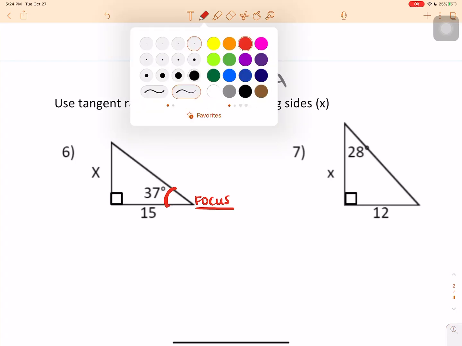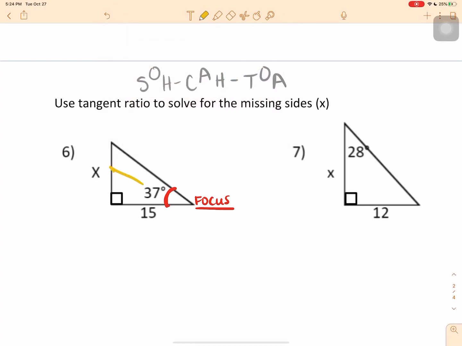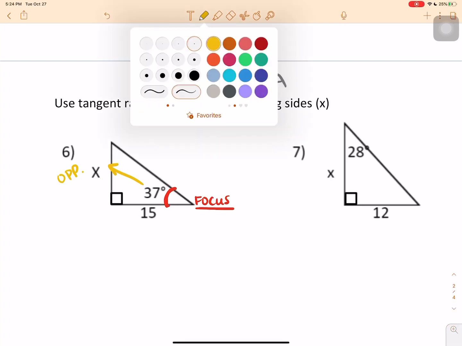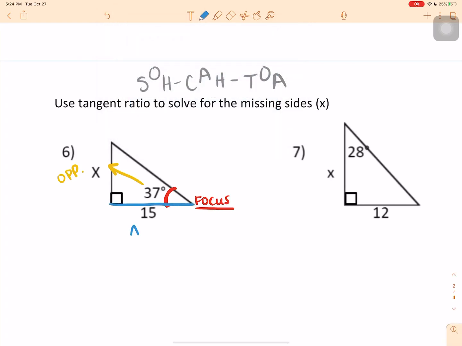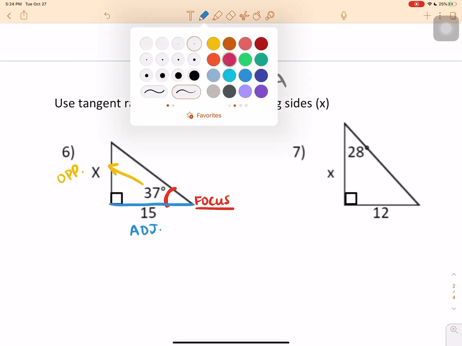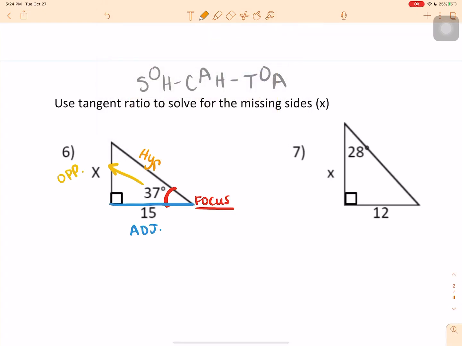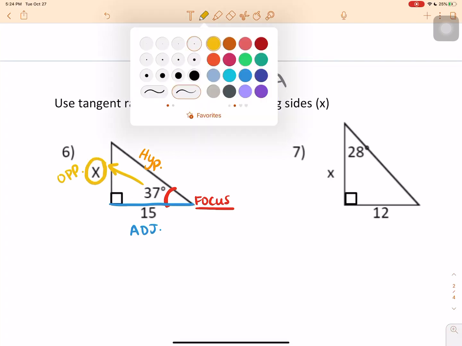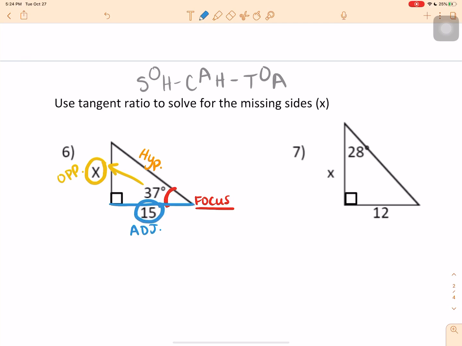So that's my focus angle. And then I always like to mark my opposite side right away. So this is my opposite side. And then I see that I have the adjacent side as well. And then this side over here is the hypotenuse, but we don't have anything on there. So another thing I like to encourage students to do is to circle the sides that they know, and those are the sides they're using in whichever ratio. So here we have the opposite and the adjacent.